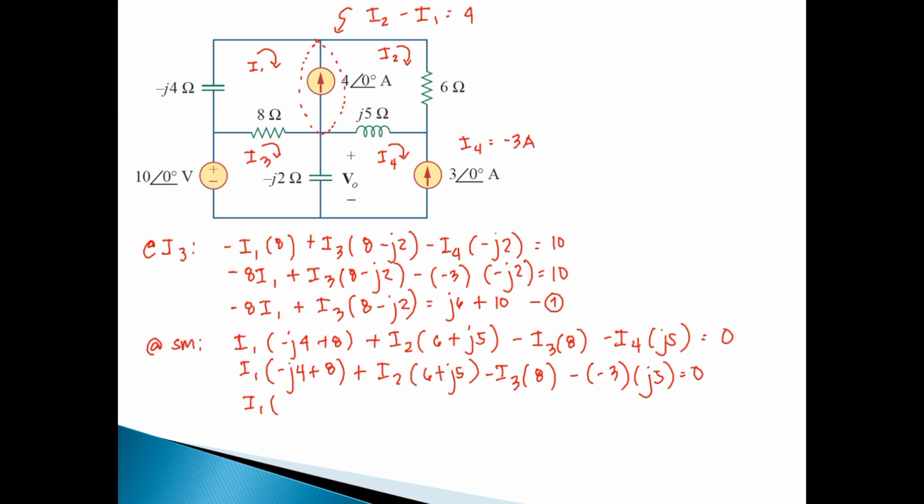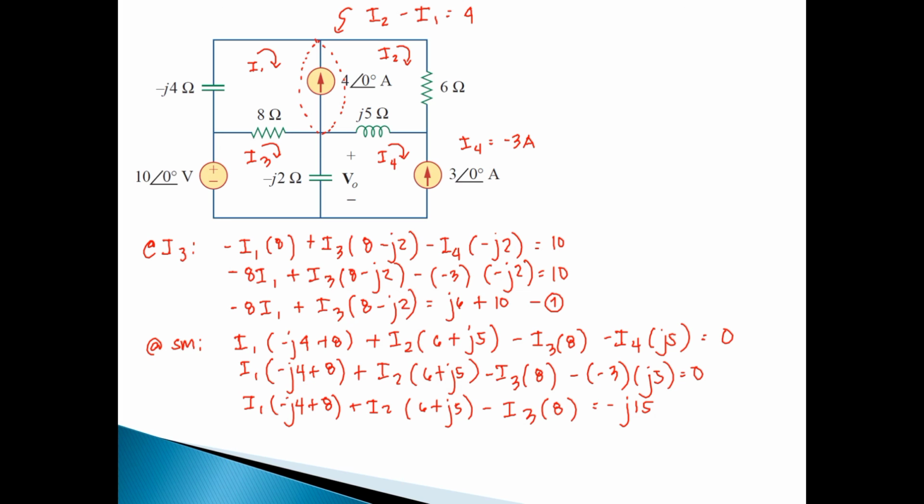So I1 times negative j4 plus 8 plus I2 times 6 plus j5 minus I3 times 8. This would be positive 3 times j4, that is j15, so negative j15. Okay. So we need to solve the value of I3 to solve the value of VO.